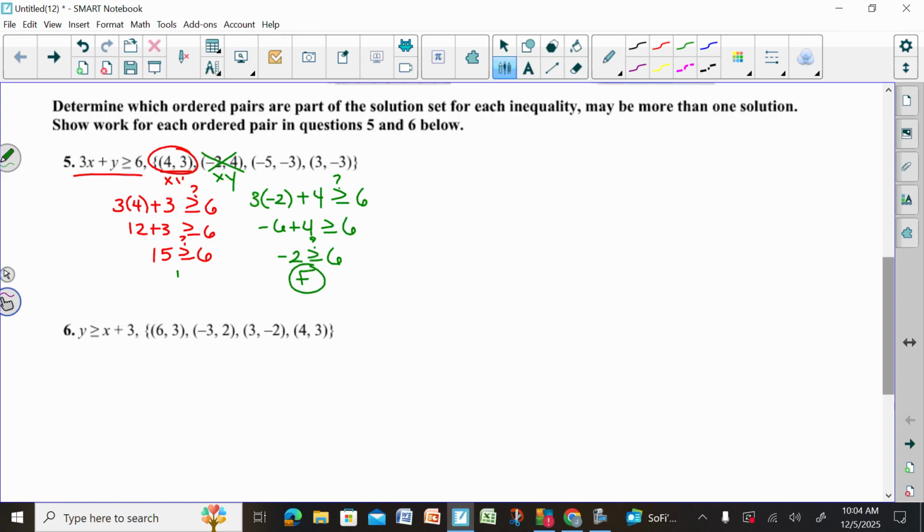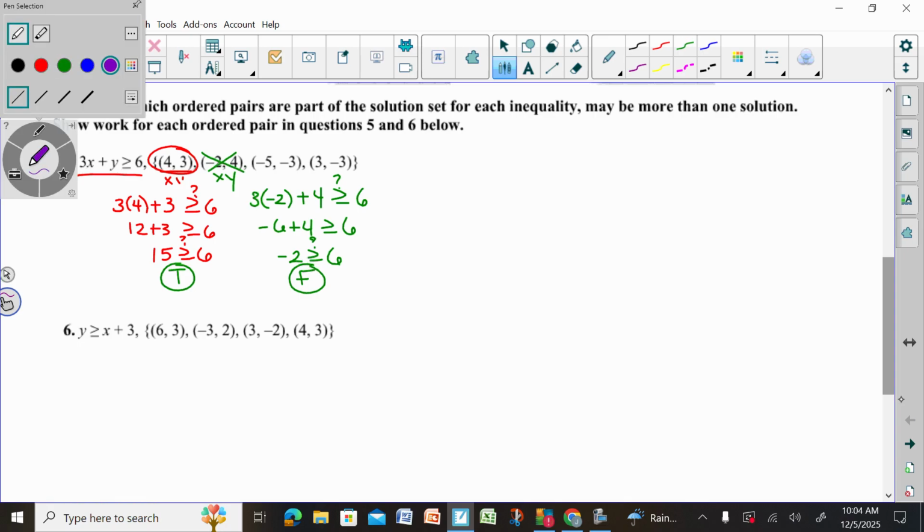We're over here, I could have put a T for true, right? 15 is greater than or equal to 6. So that is a solution. We're looking for all the solutions that would be in that shaded region. That's what the shaded region represents, the answers to this inequality. Let's go on to the next inequality.